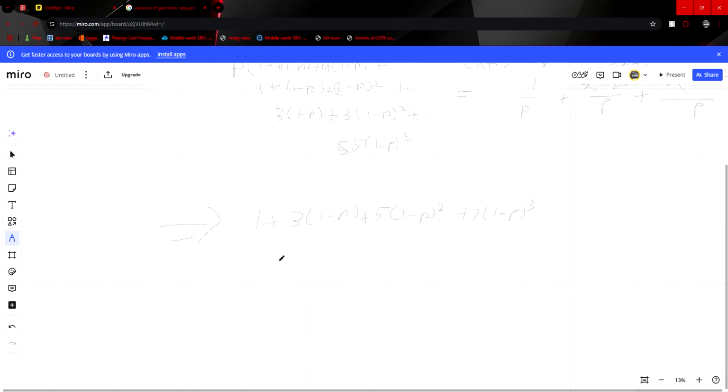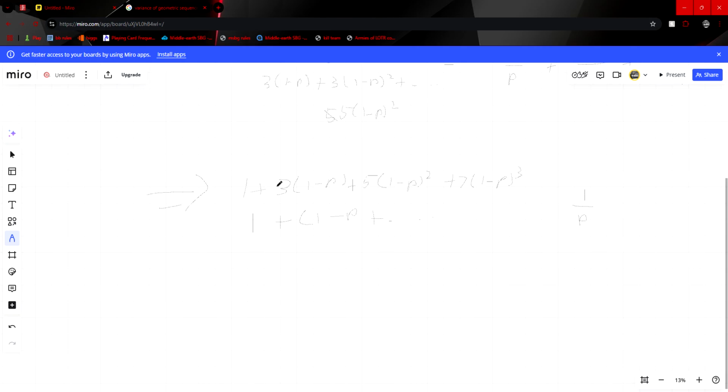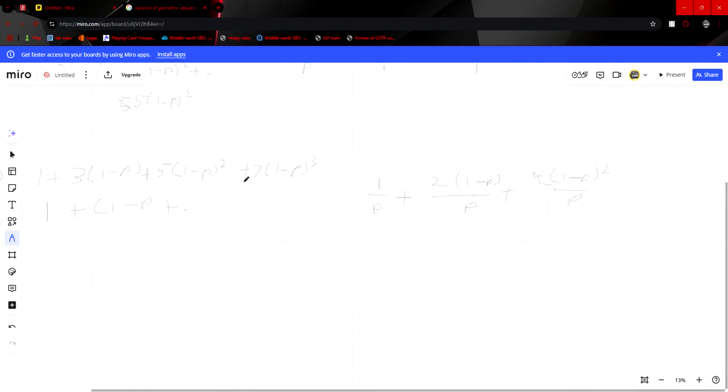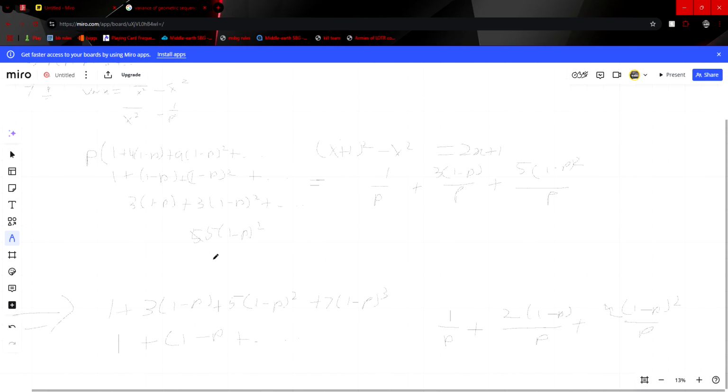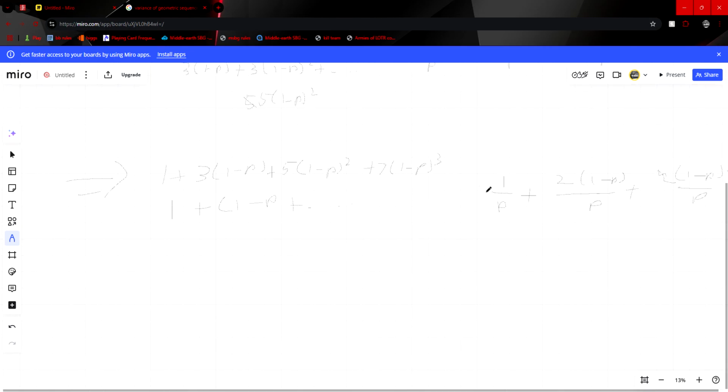And you can do the same thing again, right? So you get 1 plus (1 minus p), I'm just going to speed through this, plus dot dot dot, and we already know that's equal to 1 over p. The next one is going to be 2, the next one's also going to be 2, so we now get 2 (1 minus p) over p plus 2 (1 minus p) squared over p, and that one's also going to be 2 because the difference between these ones is 2, in the same way that the difference between them was 1, 3, 5, just the odd numbers. The difference between these are always going to be 2.